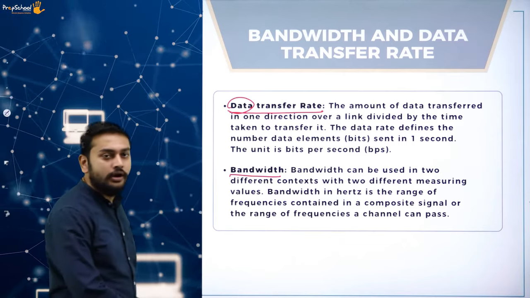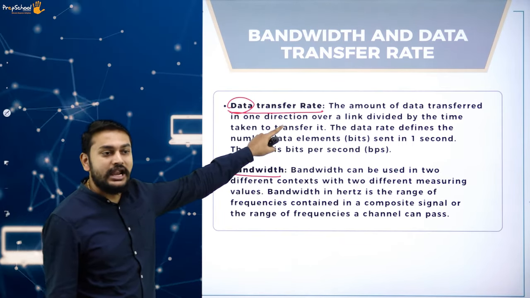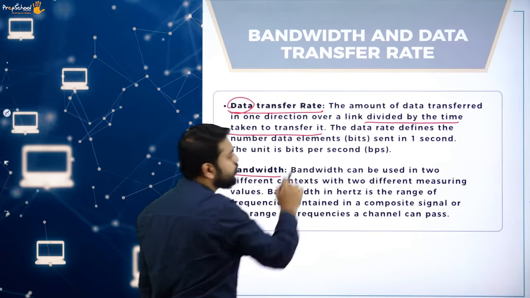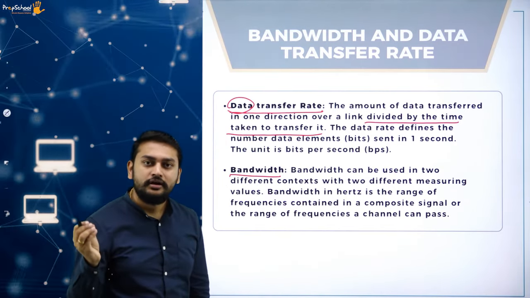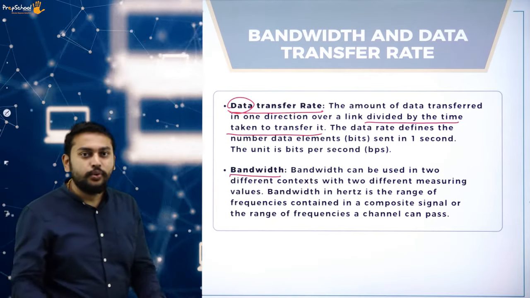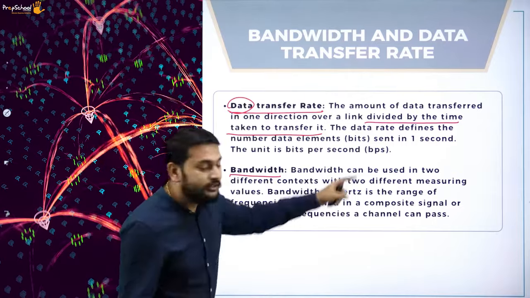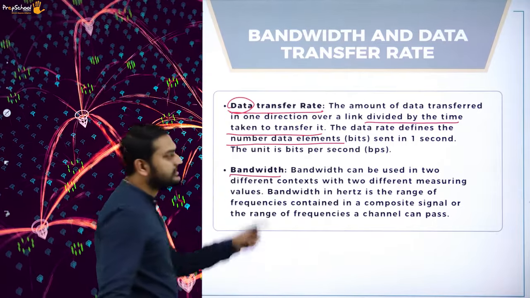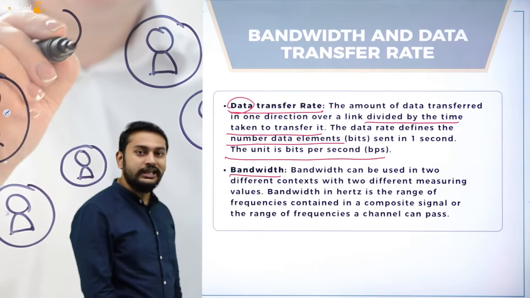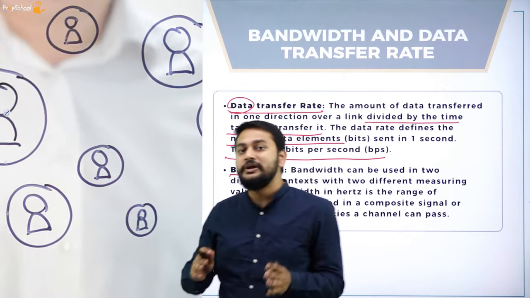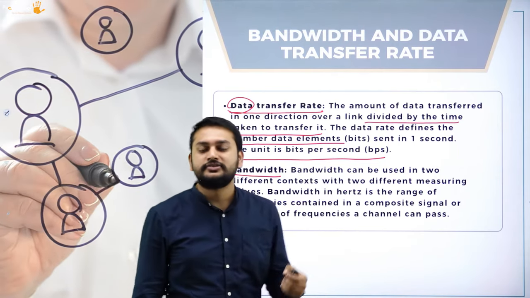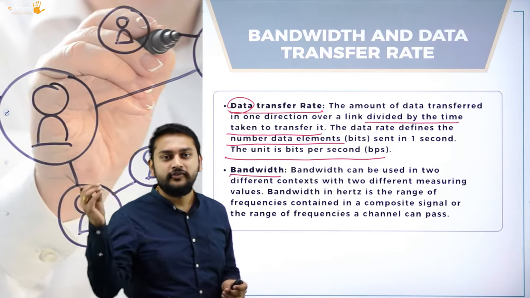Please understand, it is the amount of data transferred in one direction over a link divided by the time taken to transfer it. That will give you the data transfer rate. For example, the data rate defines the number of data elements sent in 1 second. The unit is bits per second. So data transfer rate is calculated in bits per second. How many bits you have transmitted in 1 second is what we call the data transmission rate. That's what we need to calculate whenever we are transmitting data.